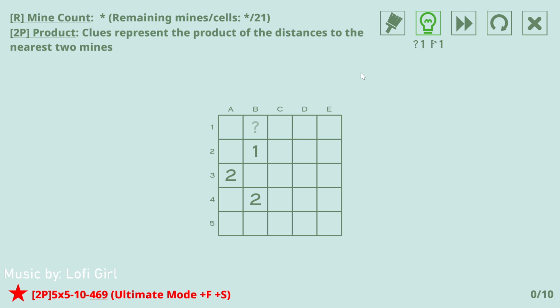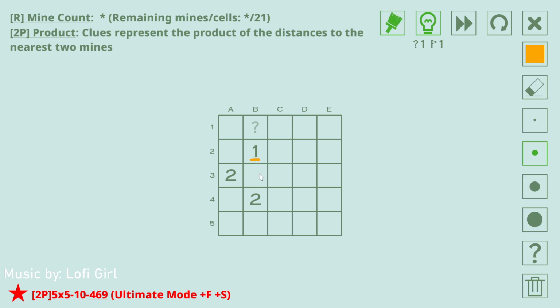Okay, so now what we can say about this 1 is that because this 1 must be a 1 times 1, then there are at least 2 mines next to it in these 2 cells here. And either way, you always have to have at least 1 mine there, right?